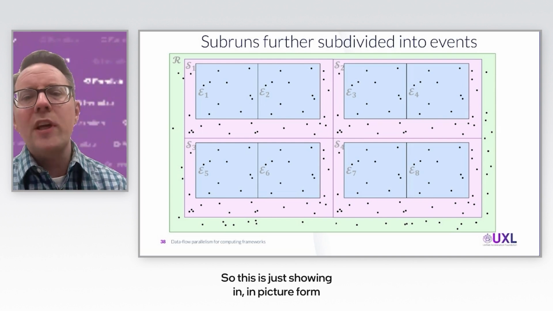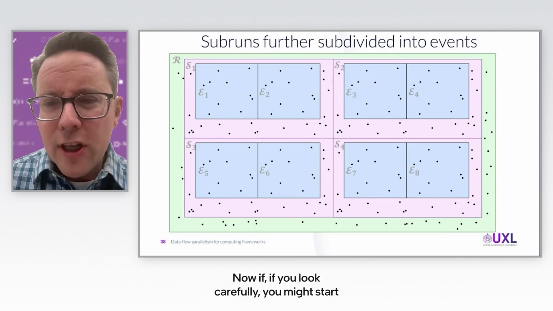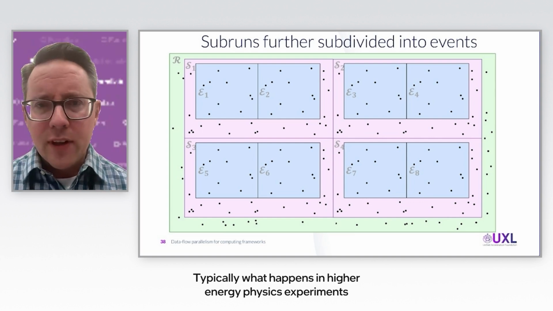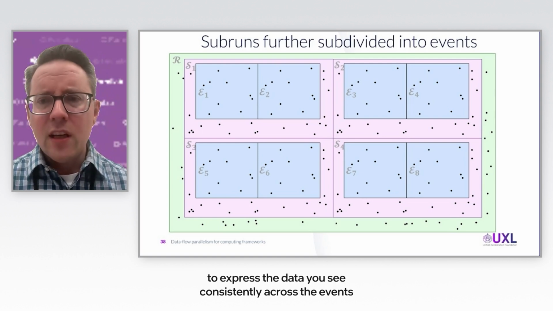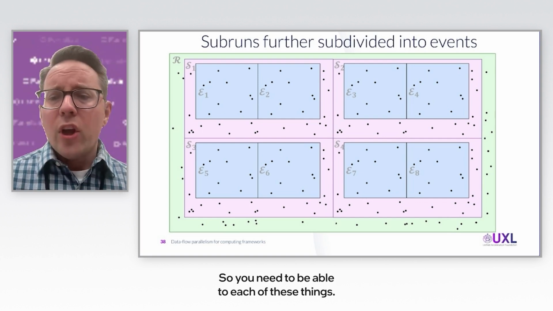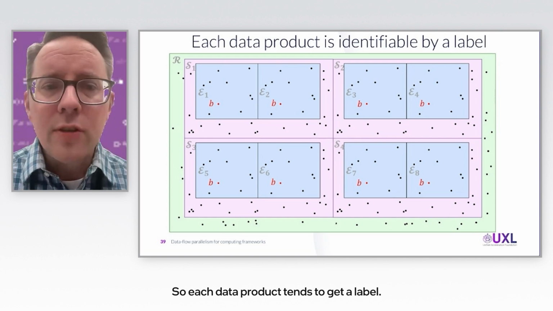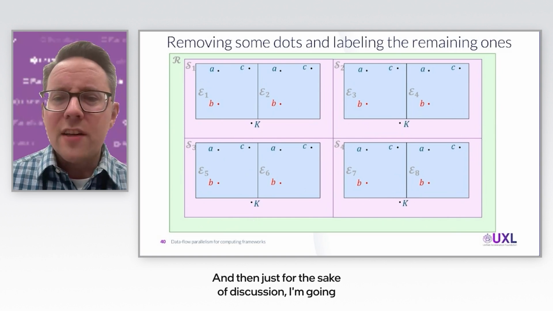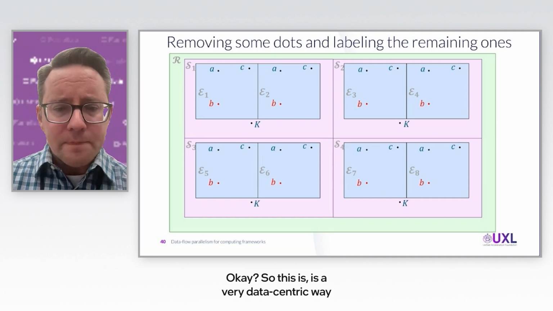So this is just showing in picture form what I already said on a previous slide. Now, if you look carefully, you might start to see some regularity between these events. Typically, what happens in high energy physics experiments is you try to express the data you see consistently across the events that are recorded. So you need to be able to label each of these things. So each data product tends to get a label. That way physicists can zero in on the actual data of interest. And then just for the sake of discussion, I'm going to get rid of most of the dots and label the other things.